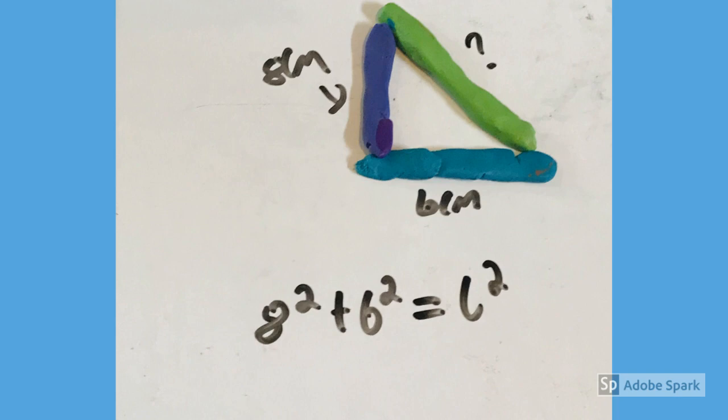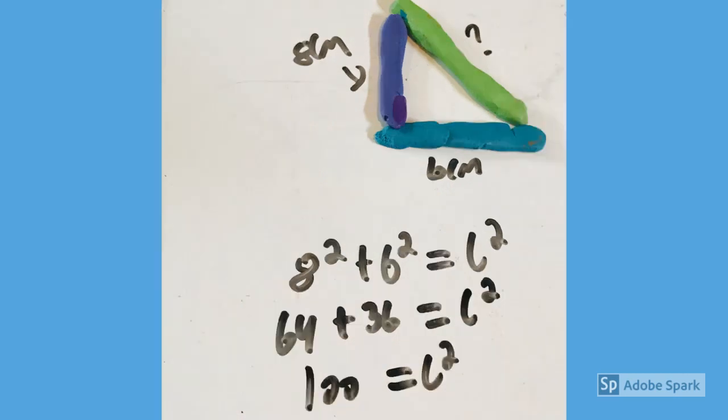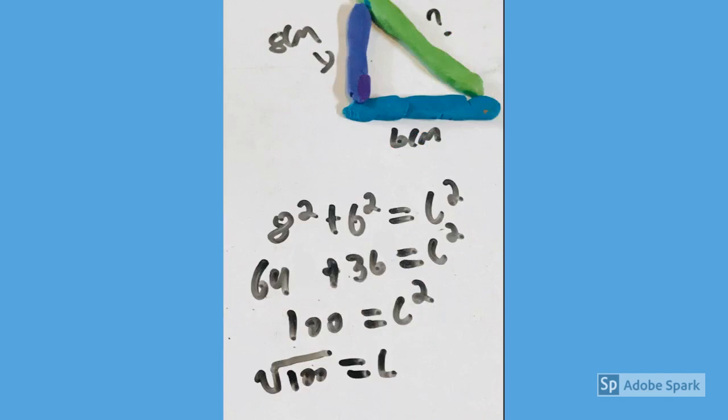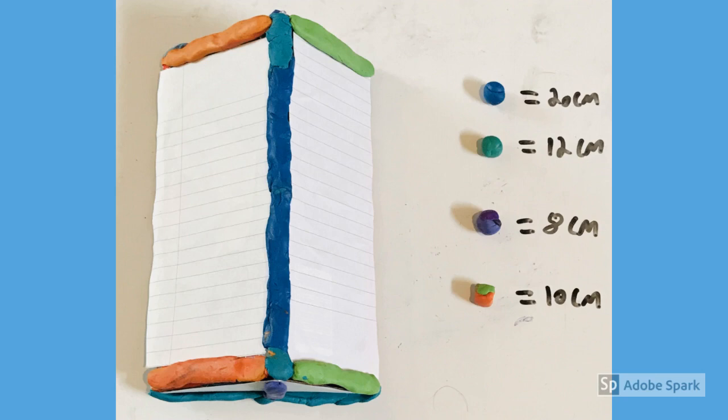First step is the same. So we do a squared plus 6 squared equals c squared. That would equal 64 plus 36. And that would equal 100. Now we have to isolate c. So the squared, we move it to the other side. That would become a root. So we have to square root 100. The square root of 100 is obviously 10. Now we know how long each side of this triangular prism is.